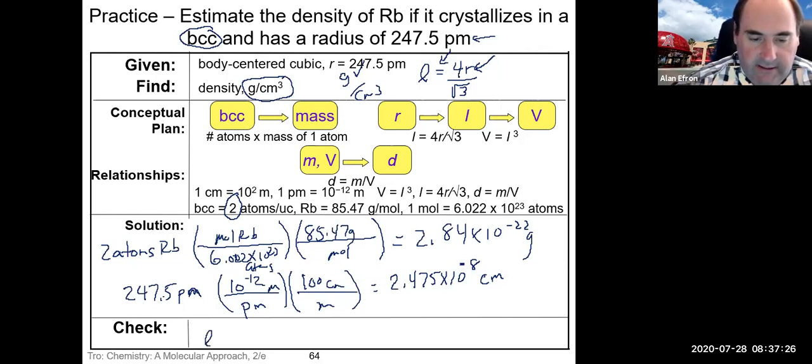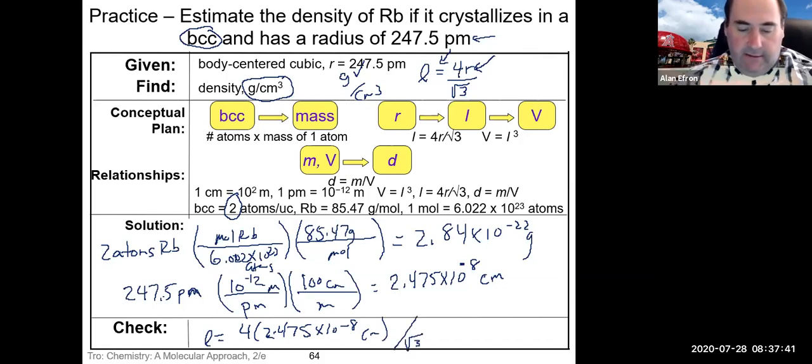So the length here is going to be 4 times 2.475 times 10 to the minus 8 centimeters, and that is all going to be divided by the square root of 3. So we take 4 times our radius divided by the square root of 3. Gets us something like 5.716 times 10 to the minus 8 centimeters.